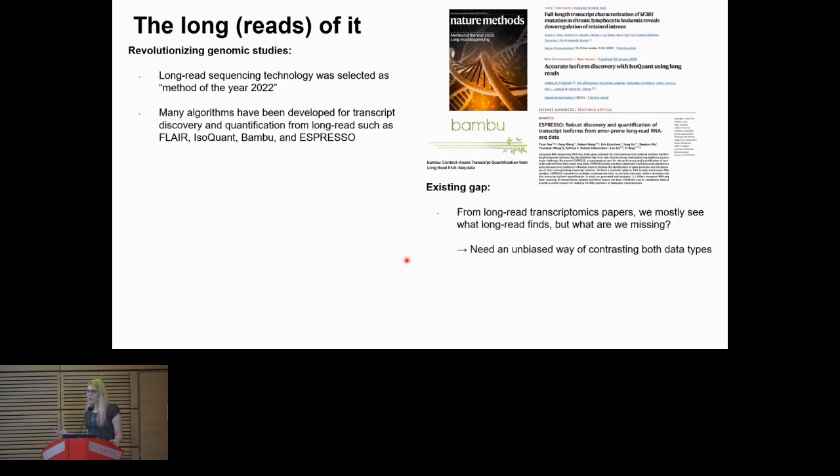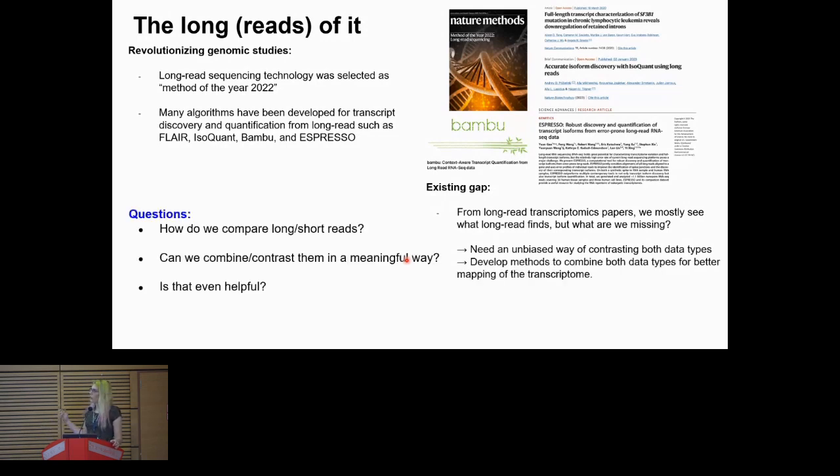We know that there is high cost and high error rate associated with this technology, but is it worth it for the sweet full isoform reads? So we'd like to show our comparison of long and short read. We'd like to see if there is a way to combine their outputs in a meaningful way, and should we?